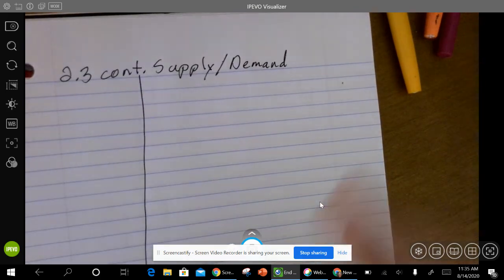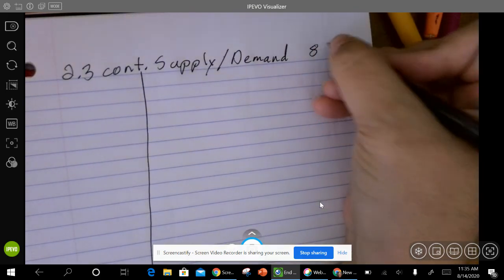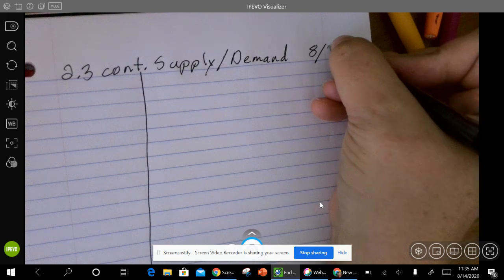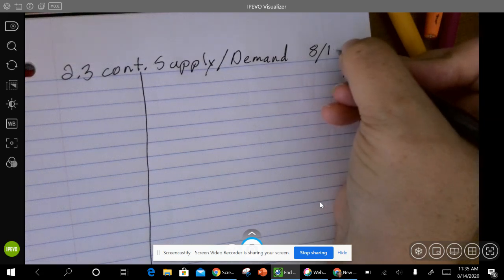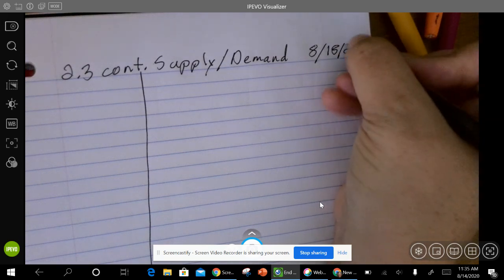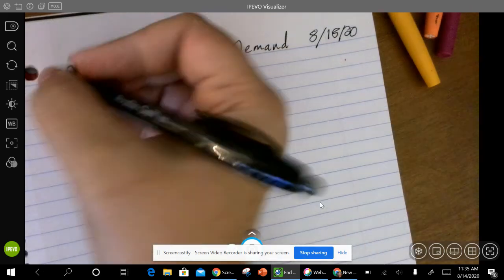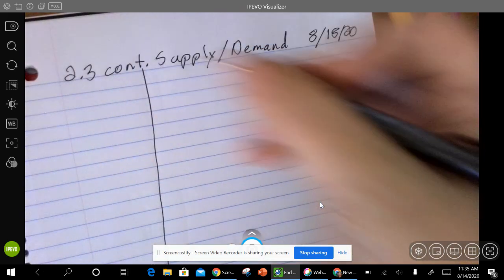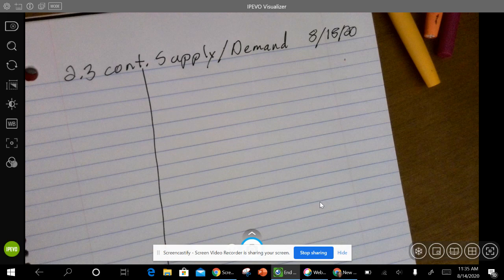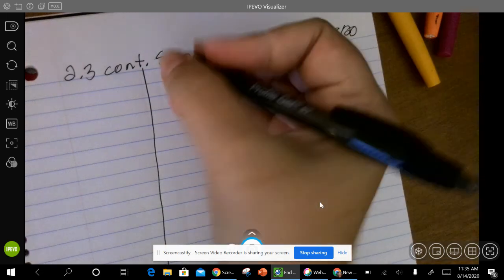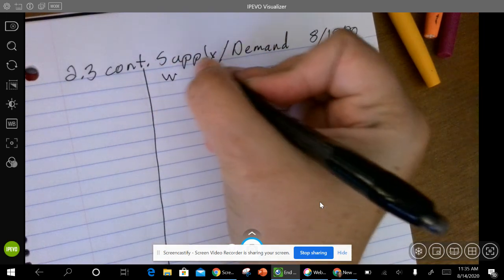So supply and demand is, it's going to be the 1830. Okay, so what we're trying to find out is what is the demand function? So everybody, we're going to use this data.